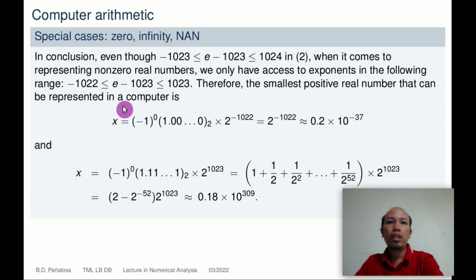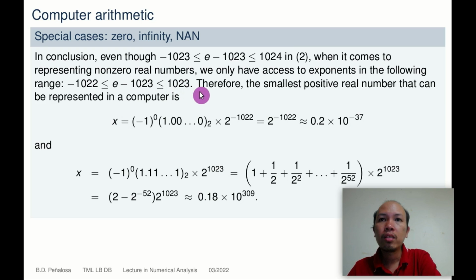Okay, so in conclusion, notice that even though we have this inequality in the representation, the IEEE 64-bit floating point representation, when it comes to representing non-zero real numbers, meaning negative and also positive, we only have access to exponents in the following range. This is because there's a reason for this one.